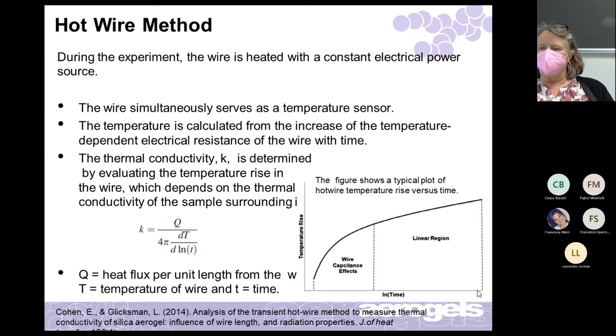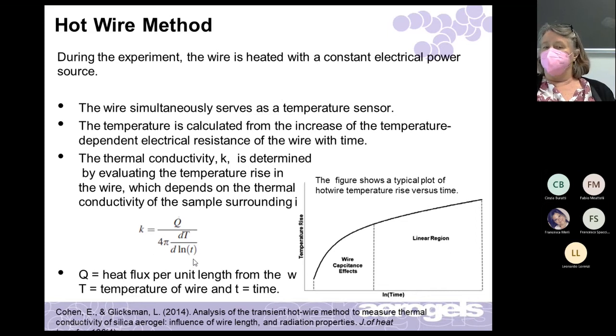You have some effects going on with the wire, and then you have a linear region, on a log plot, for your temperature rise. That temperature rise rate is related to the material that your wire is embedded in. So the thermal conductivity is evaluated by looking at this behavior of temperature versus time. Depending on the heat flux per unit length from the wire, the temperature of the wire and the time, you can calculate thermal conductivity.